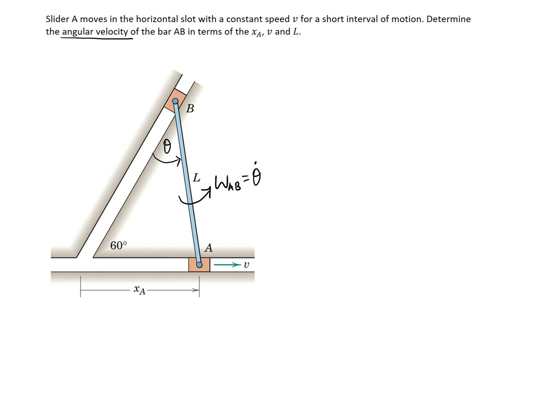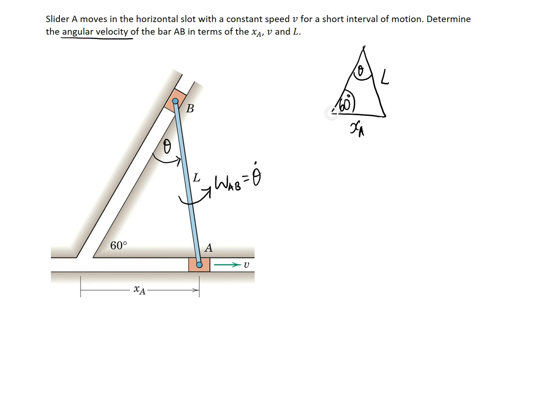So now all we need to do is create a geometric relationship using triangles, and then when we take the derivative of that geometric relationship, we should end up with theta dot in the equation, and obviously then we just need to solve for it. So let's take out the triangle. This we're calling theta. We know the angle that sits in here is always going to be 60 degrees because the slots are fixed. And we'll call this length XA, and this is L, the length of the bar.